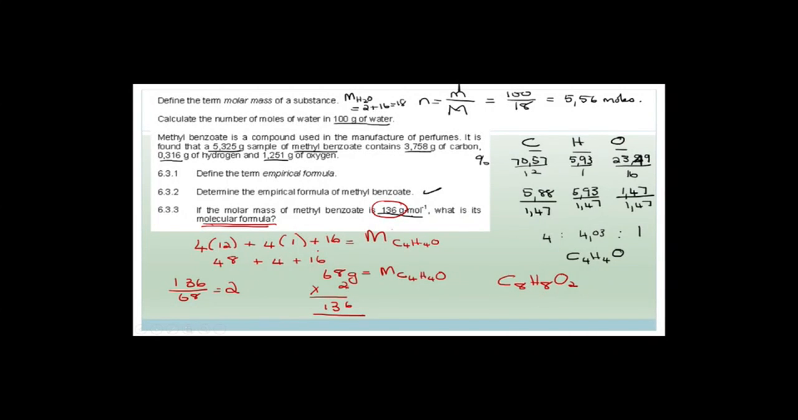Okay. Right, let's do another example. So we're talking about what a limiting reagent is. Okay, a limiting reagent is the one that's going to be used up first. And it determines how much product is made. Okay, so it's the reactant that is used up first, and it's the one that determines the amount of product produced.